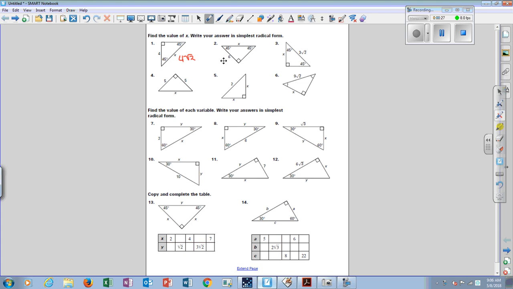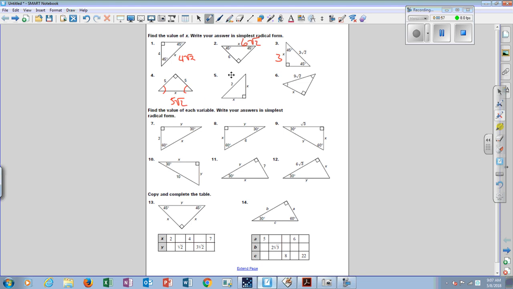Same thing here. This leg is 6, it makes the hypotenuse 6 square roots of 2. Number 3, we have the hypotenuse is 3 square roots of 2, which makes that side just 3. Number 4, once we see it's 5 and 5, that makes this isosceles, which makes these congruent to each other, so they're both 45s. And then this would be 5 root 2.